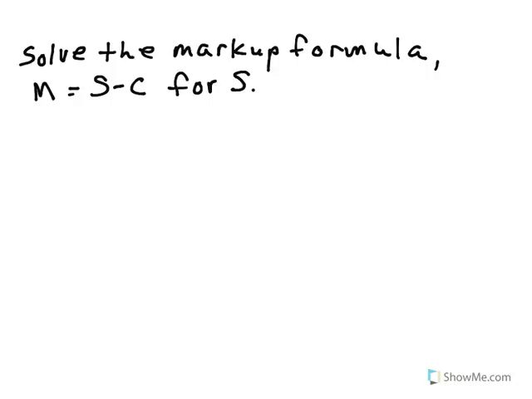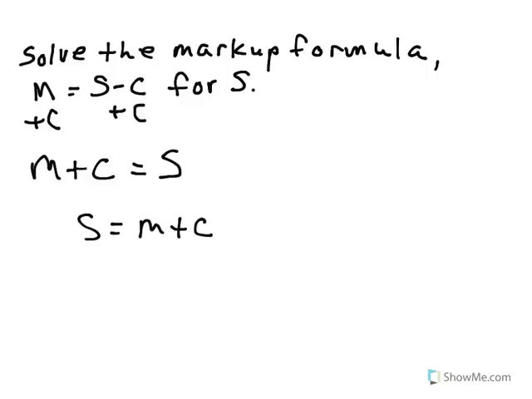Sometimes we solve formulas for a specified variable, and we have no numbers to replace these variables with. We do that exactly the same way as if we did have numbers in there. For example, solve the markup formula m equals s minus c for s. I want s by itself, so that means I need to get rid of minus c. So I'm going to add c to both sides of the equal sign, and that gives me m plus c equals s, or s equals m plus c.